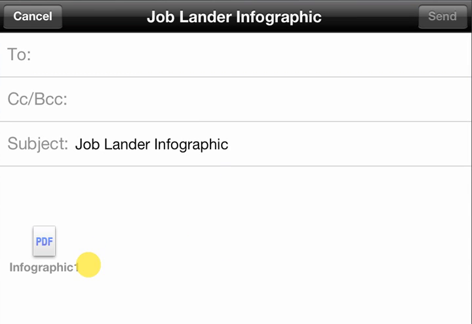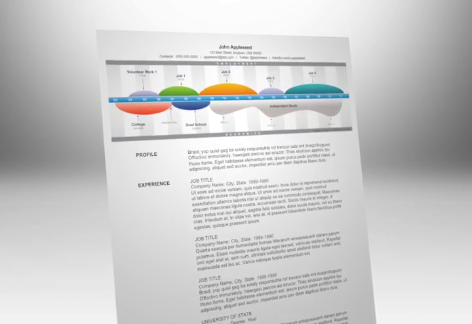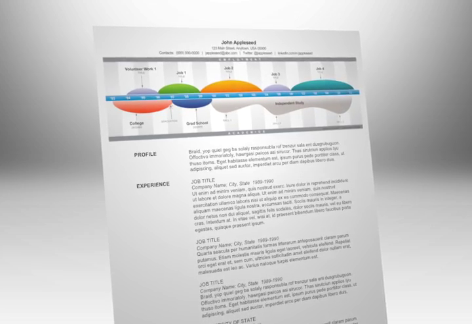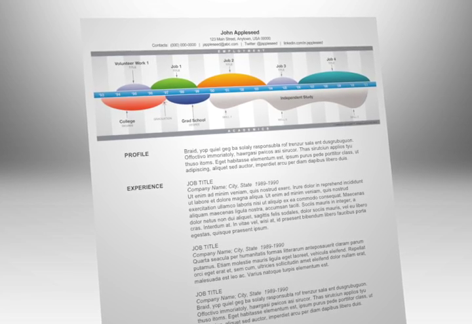This will send you an optimized PDF of your infographic, which will give you the best vector quality for printing. When you get your email, simply place your PDF attachment into your resume document. It works great with any word processor, like Microsoft Word or Pages.